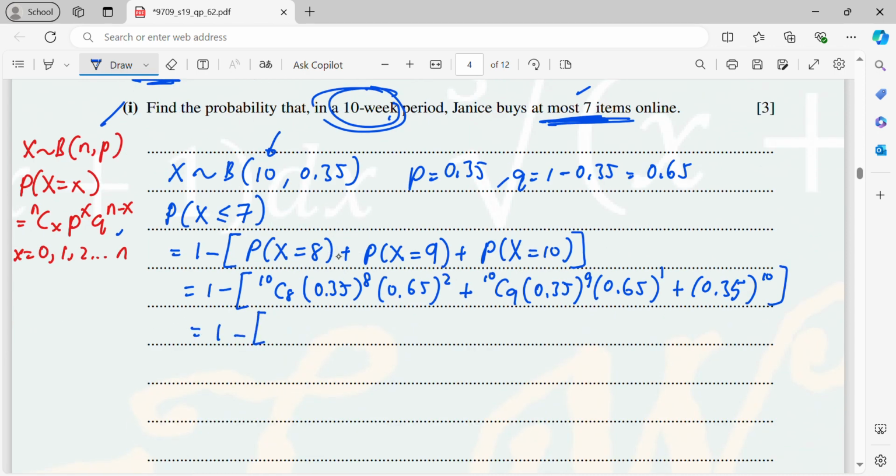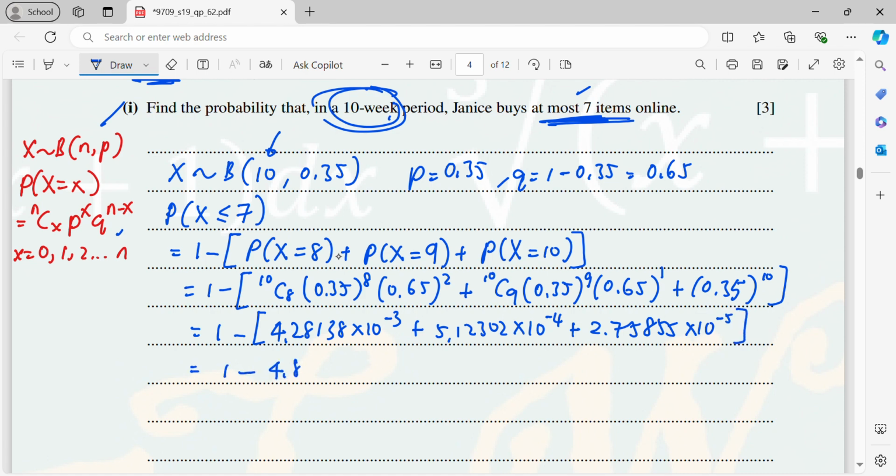For each of these values, I have calculated their values. That will be 4.28138 times 10 to the power negative 3, the next one is 5.12302 times 10 to the power negative 4, followed by 2.75855 times 10 to the power negative 5. Then this is again 1 minus 4.82127 times 10 to the power negative 3, and here I will be getting 0.99518. Now I round to 3 significant figures, that is 0.995. So that is the first part answer.